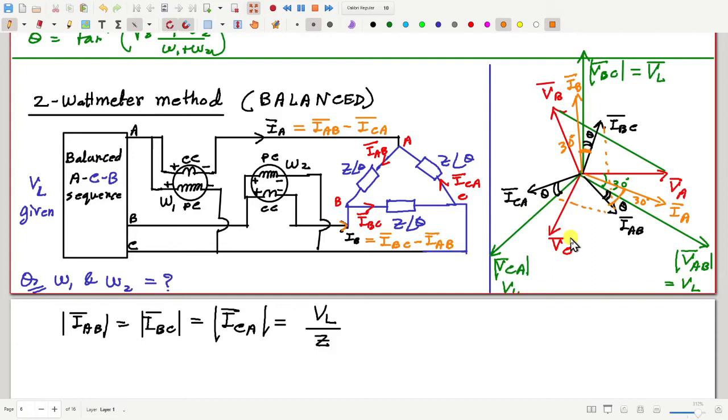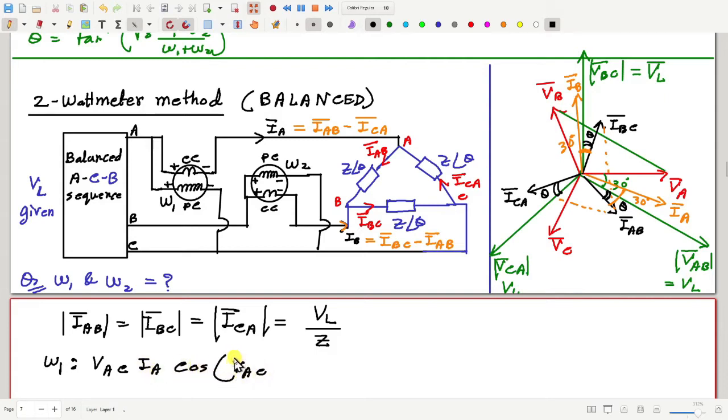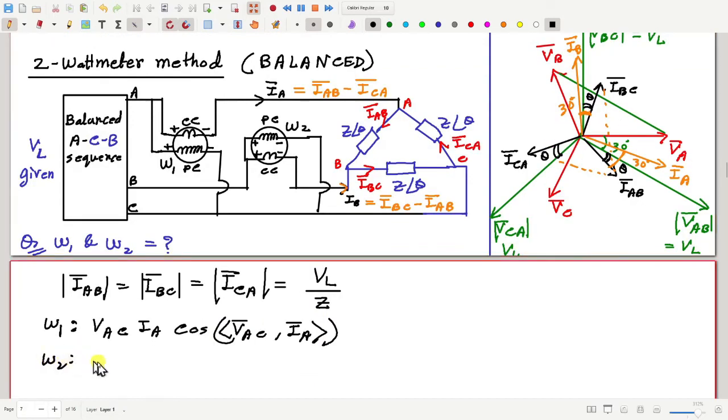So let us find out how much will be the reading of W1. W1 measures which voltage? VAC, and which current? IA, and the cosine of the angle between VAC and IA. Okay, W2 measures VBC, IB, and the cosine of the angle between VBC and IB. Now let us see whether we get the correct values.